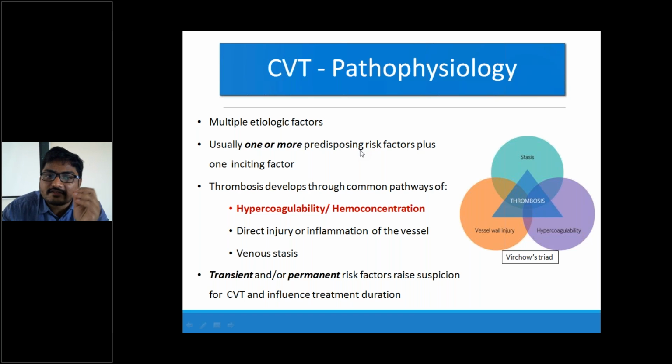Multiple etiological factors are there for CVT. Usually one or more predisposing risk factors plus one inciting factor will be there, so thrombosis may develop. That is due to hypercoagulable states, direct injury or inflammation of the blood vessel, that may be a vein, and venous stasis. This is Virchow's triad. Transient and permanent risk factors raise the suspicion for CVT and influence the treatment duration. So we should look for the risk factors and the etiology.